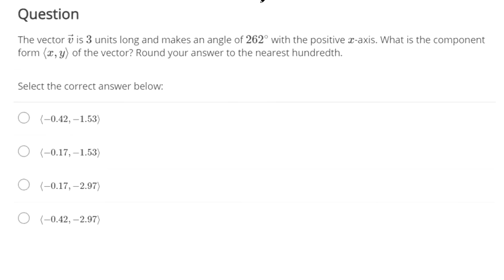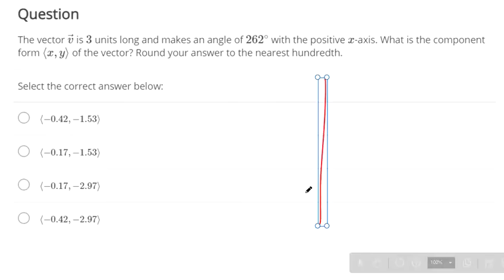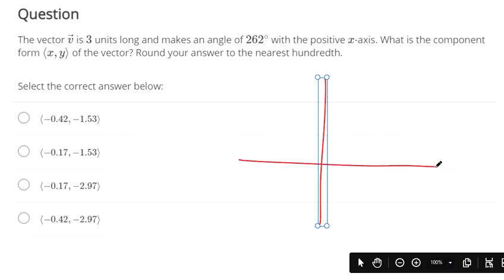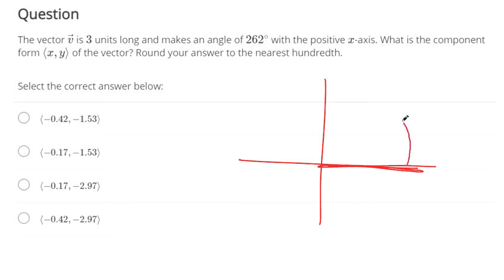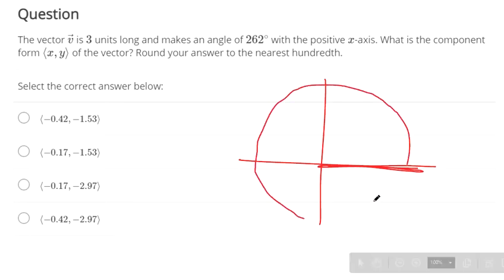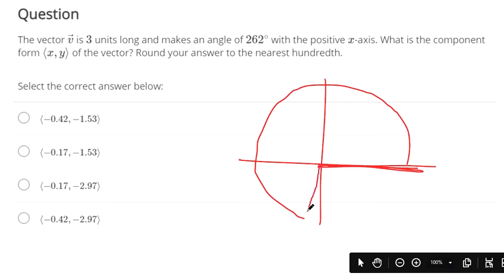Vector v is 3 units long, makes an angle of 262 degrees with the positive x-axis. So here's the positive x-axis. 262 degrees, there's 90, 180, right around here. So our vector goes down here, putting the vector in bold here. It's 3 units long, and it's 262 degrees.